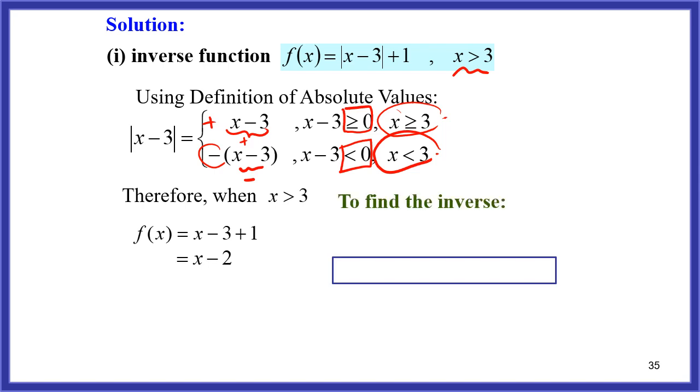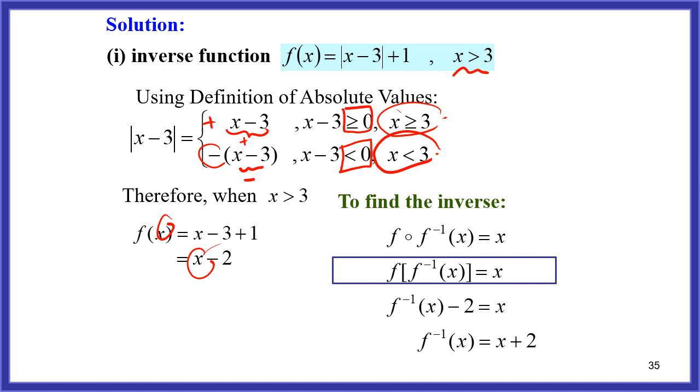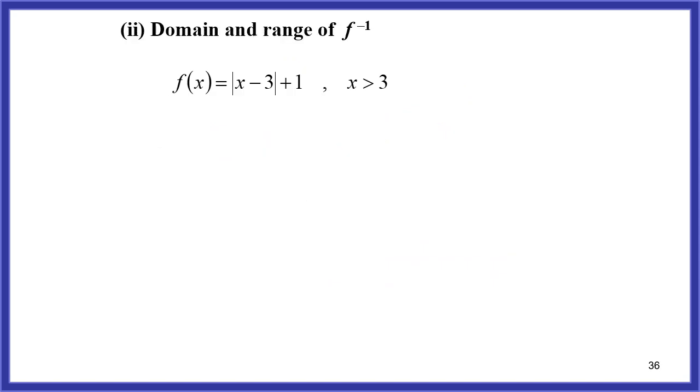Okay? So to find the inverse, we use the property that f of f inverse of x equals x. So we replace the x here with f inverse. So we have f inverse minus 2 equal to x, so f inverse equals x plus 2. So what you need to do first before you find the inverse is to define the absolute value by using the absolute value definition.